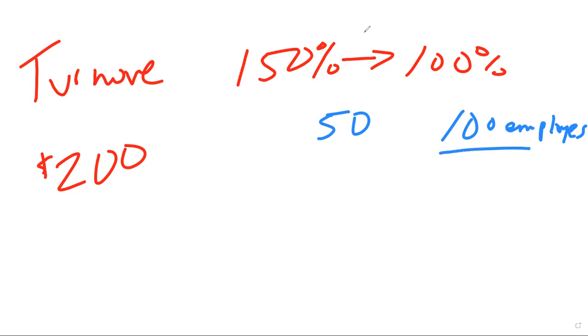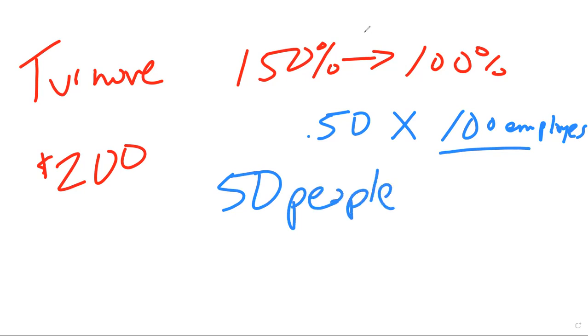If we multiply this 50% times the number of employees that we need to operate, what is 0.5 times 100? 50. So that means I reduced my turnover rate by 50 people. See how that works? Yes. So I went from 150 to 100%, and so that means I reduced by 50 people.